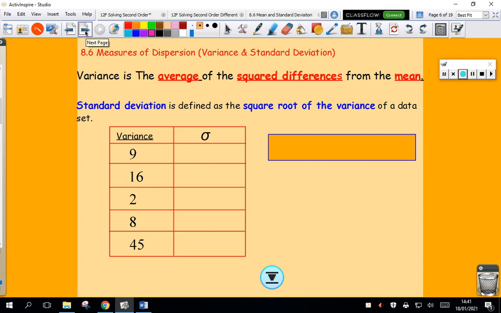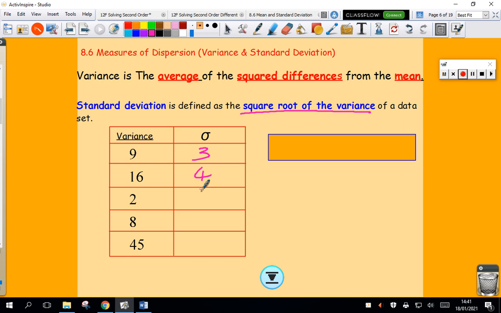Okay. The second measure of dispersion I want to talk about in this class is called the standard deviation. And standard deviation is simply described as the square root of the variance. So if the variance is 9, the standard deviation would be the square root of that, which would be 3. If the variance is 16, the standard deviation would be the square root of that, which would be 4.